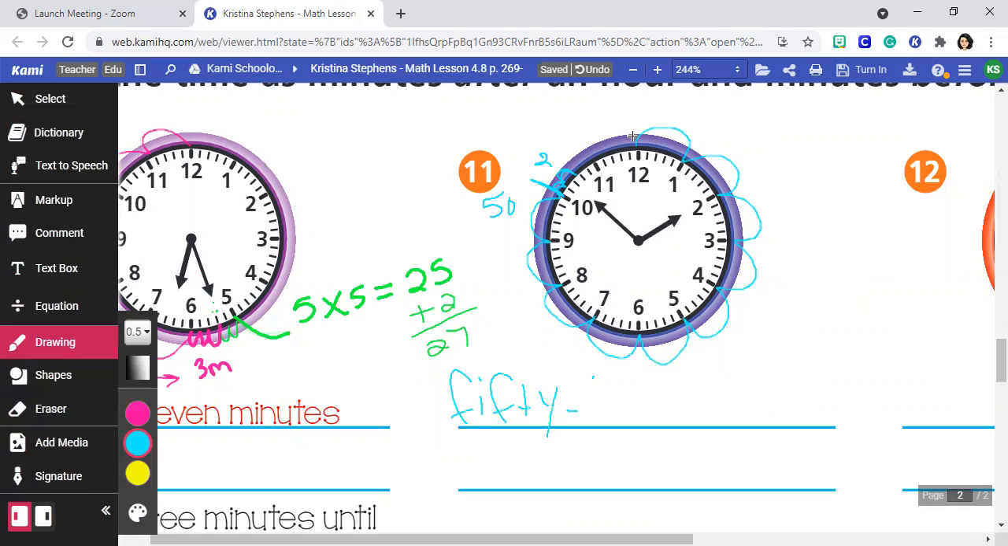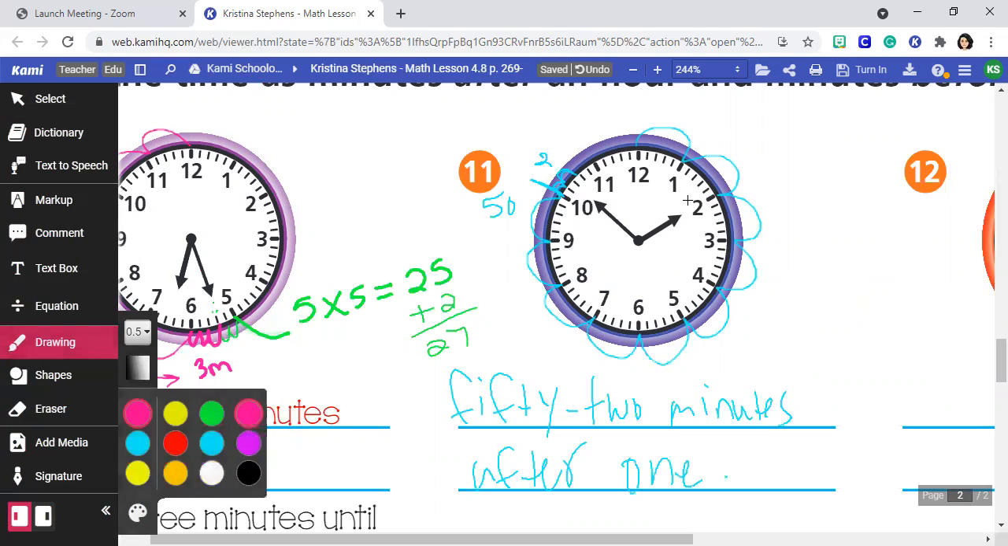52 minutes after, and let's check out the hour. Well, I can see that it is in between the 1 and the 2. It's almost at that 2 o'clock hour right there, but not yet. So it's 52 minutes after 1.